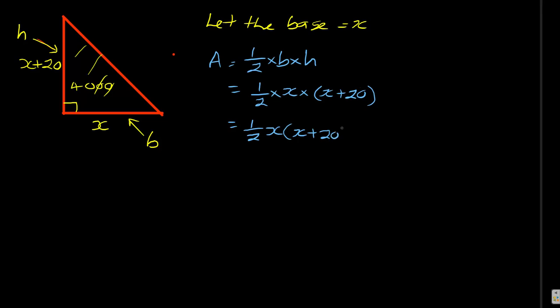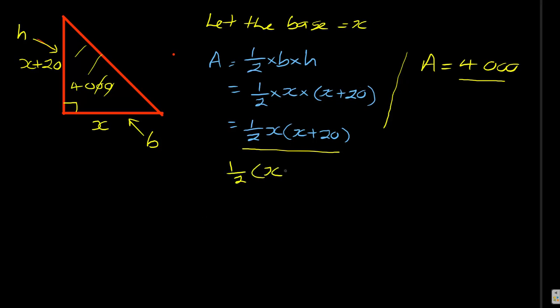Let me not open that bracket. I can leave it like that, or I can open the bracket. But also, what we are told is that particular area A is equal to 4,000 square meters. So you have your A being that and your A being that, so you have to equate. So what you are having, therefore, is half x times (x plus 20) is equal to 4,000.